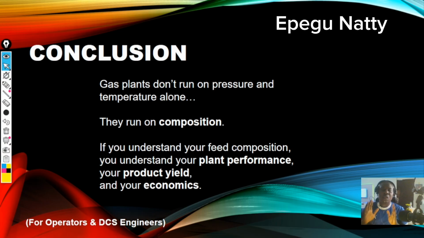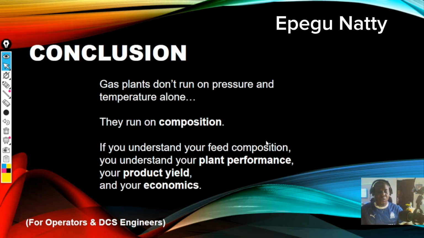Like I said, the composition determines your performance, the behavior of the plant. If it is lean, if it is rich gas, it determines the behavior of the plant, right? So it's going to help you understand your product yield and understand how to calculate your economics. All right, so it's very important.